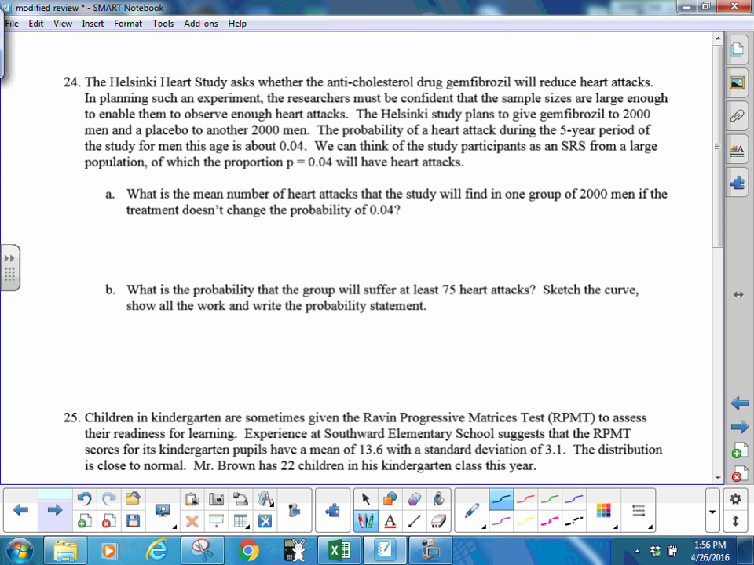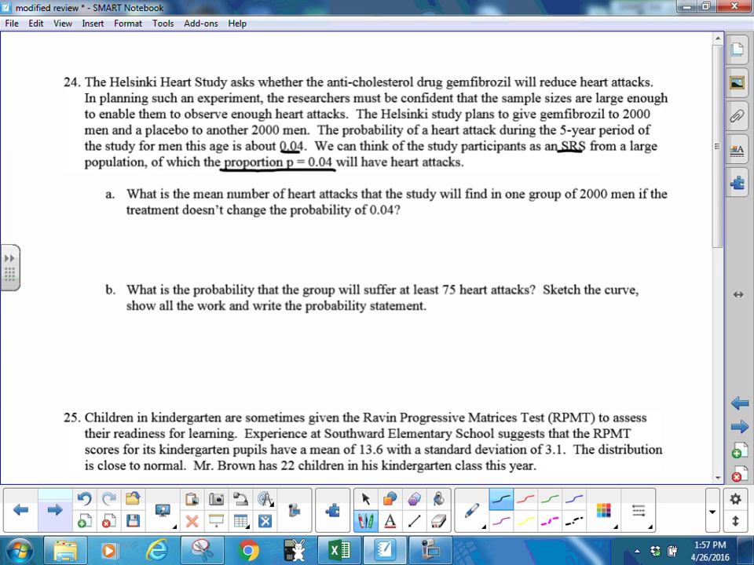Okay, so this one's dealing with the proportion. The Helsinki Heart Study asked whether the anti-cholesterol drug, we're going to call that GEM, will reduce heart attacks. In planning such an experiment, the researchers must be confident that the sample sizes are large enough. They plan to give the drug to 2,000 men and a placebo to another 2,000 men. The probability of a heart attack for men this age is about 4%. We're going to consider this a simple random sample.